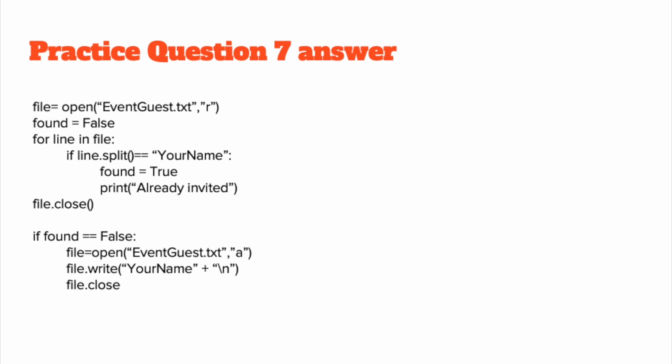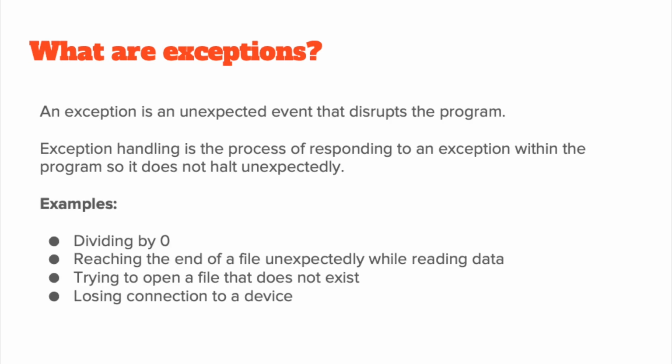We close the file. Brilliant, that's done. However, if going through the entire file we don't find the name, found is still false, then we open the file, but this time in append mode, and we write the name plus \n to the file, and then we close it. Okay, that's all there is to file handling. We're now going to move on to exceptions.